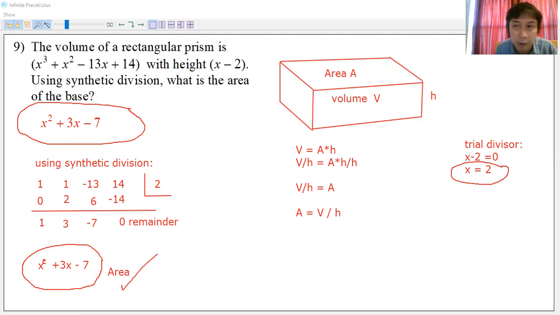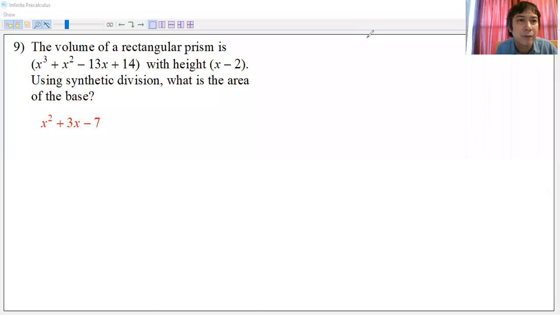X squared plus 3x minus 7. Everything is given in expression, algebraic polynomial. The volume is a polynomial, the height is a polynomial, and the area is also expected in polynomial. So this is the answer. All right, let's proceed to the next. Let's have number 10.